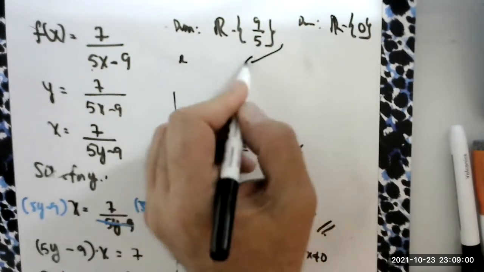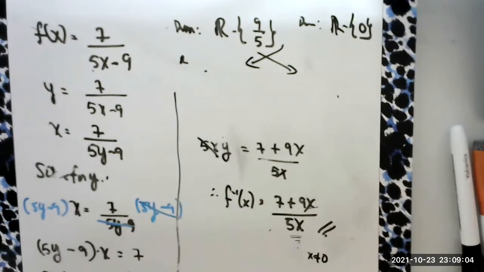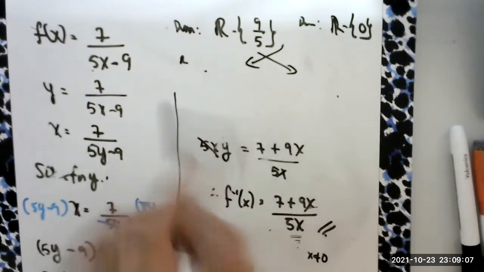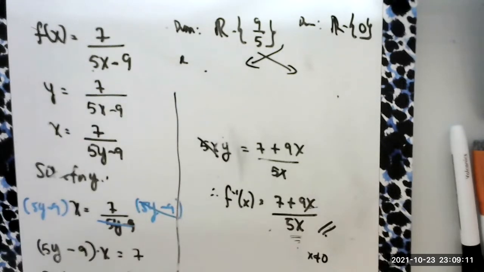And of course, the range will be this guy, and the range for the inverse will be this other one. I'll leave it up to you to finish it. I believe at this point, you know what the range is for both functions.